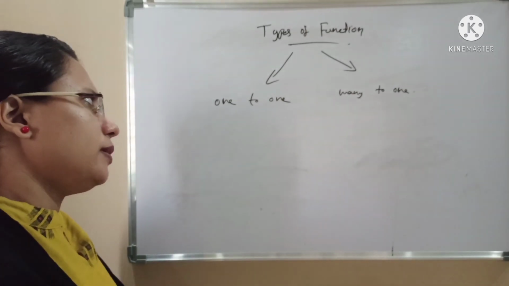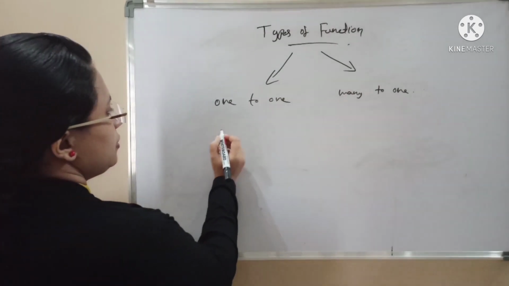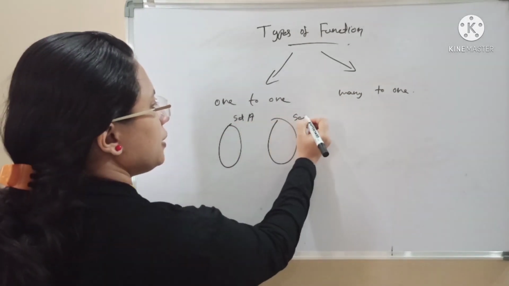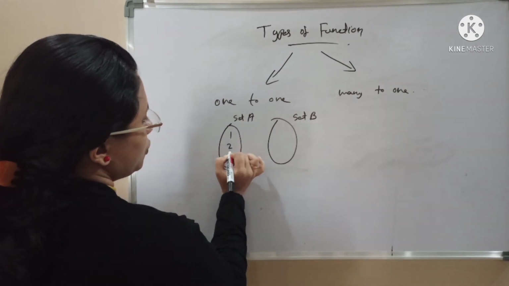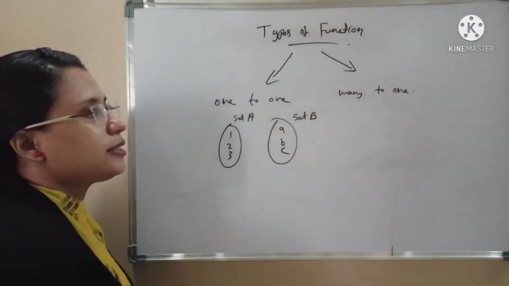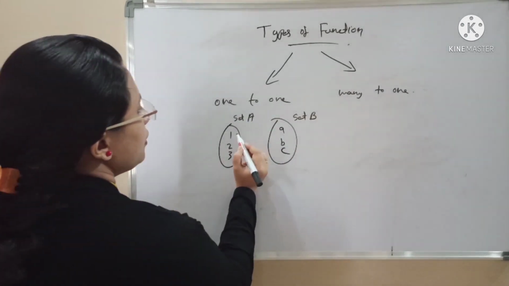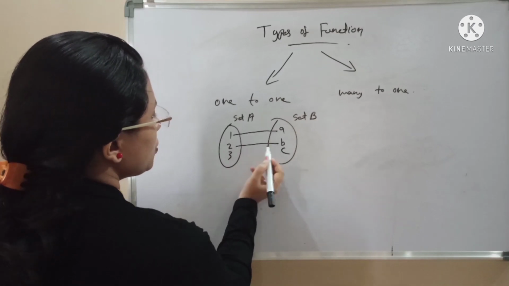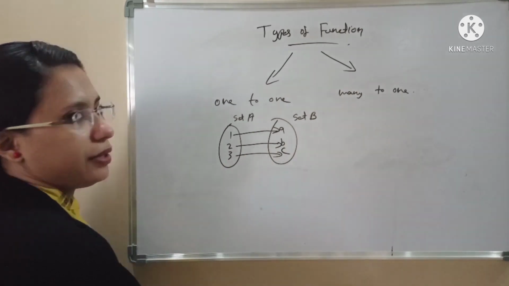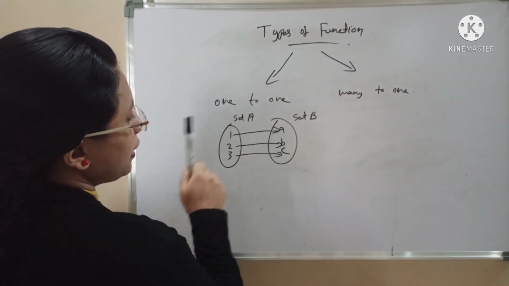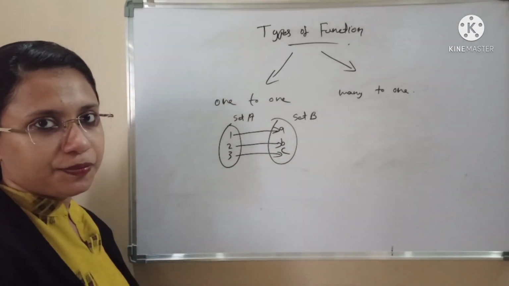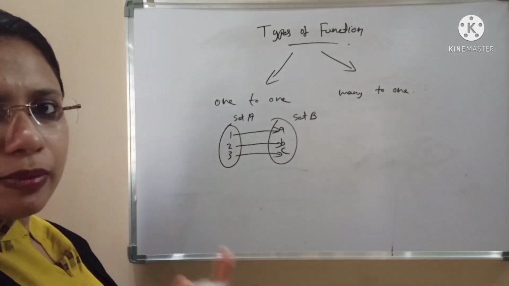So here, what is a one-to-one function? That means, suppose we have two sets, set A and set B. 1, 2, 3 are the elements in set A, and A, B, C are the set B elements. Then a single relation only exists between the elements in set A and B, because 1 is related with A, 2 is related with B, 3 is related with C.